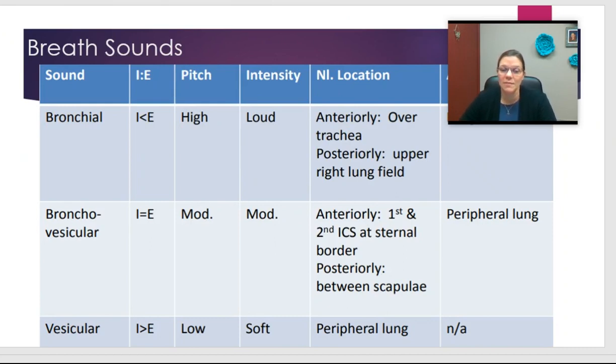Here is a description of different types of breath sounds. So bronchial sounds are going to be heard over the trachea, and in the back it'll be over the upper right lung field. You're going to hear bronchovesicular sounds at the front, at the first and second intercostal space at the sternal border, and then in the back, you're going to hear it between the scapulae. And then the vesicular sounds, you can hear those over the peripheral lung.